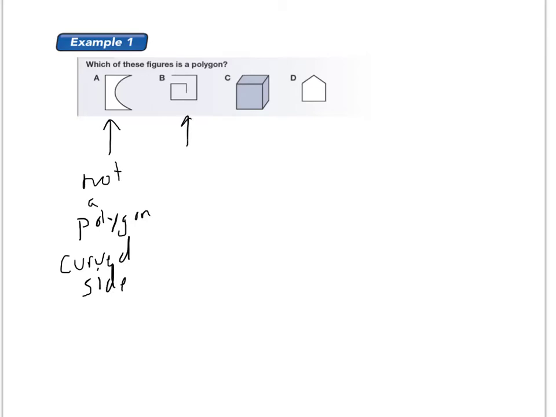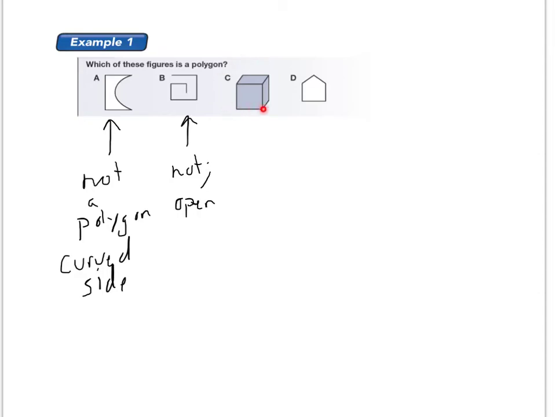Okay, let's look at B. I'm looking at all the lines going, okay, those are all straight, but look right here. This is what we call an open shape, because this line is only connected on one side. It's not connected on both sides here. So that's not a polygon because it is open.